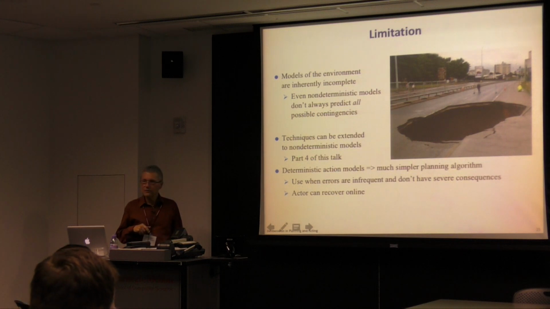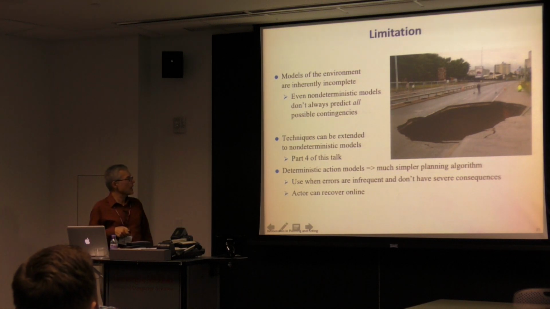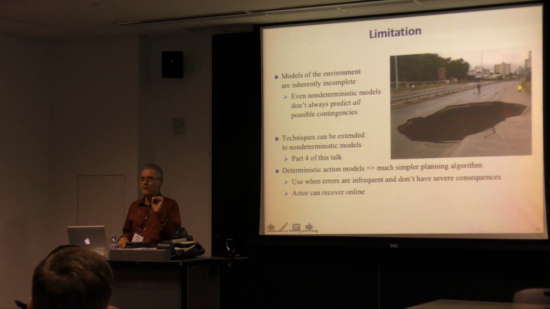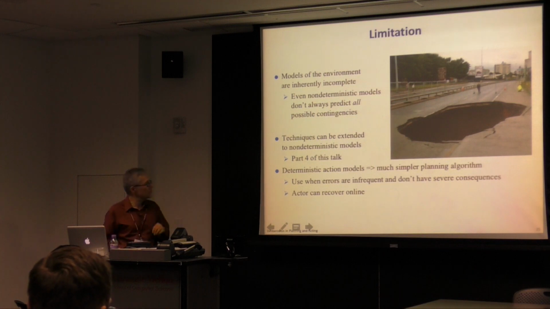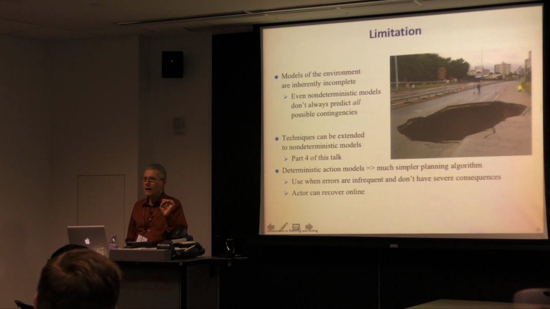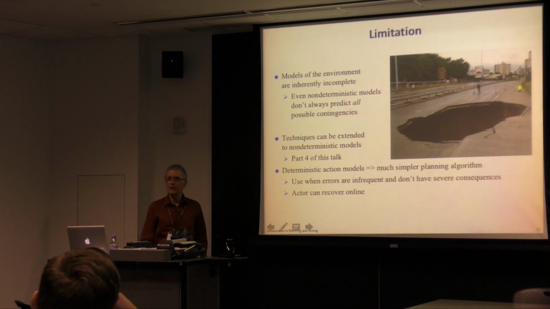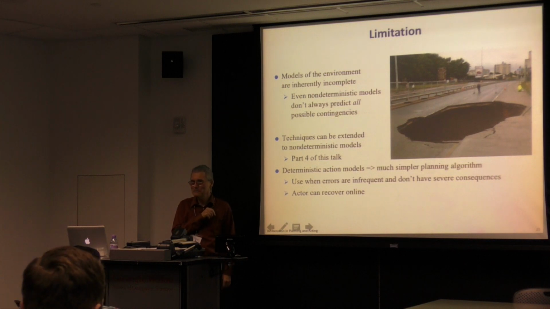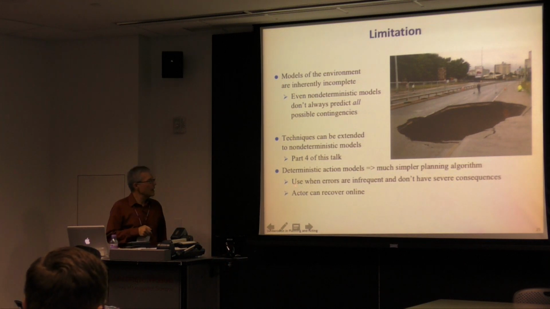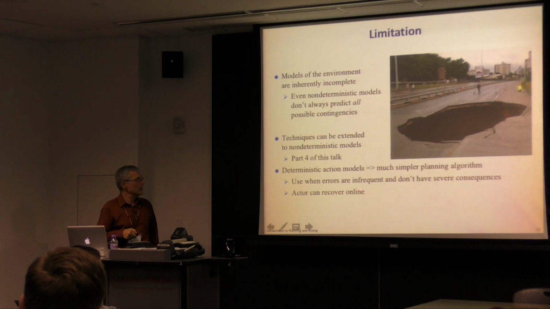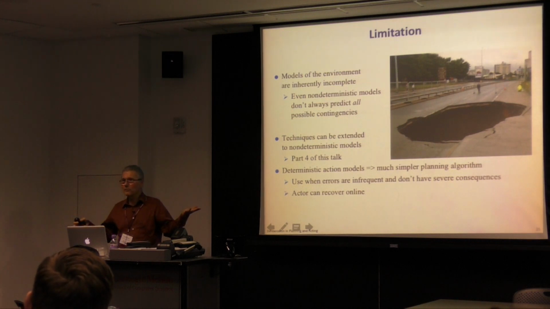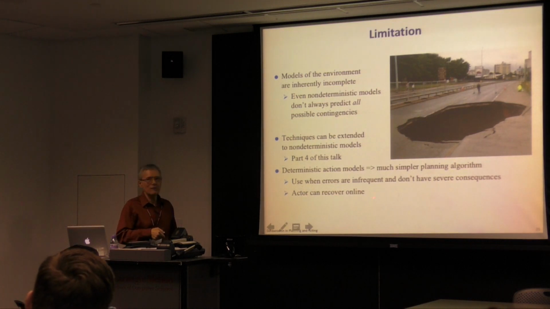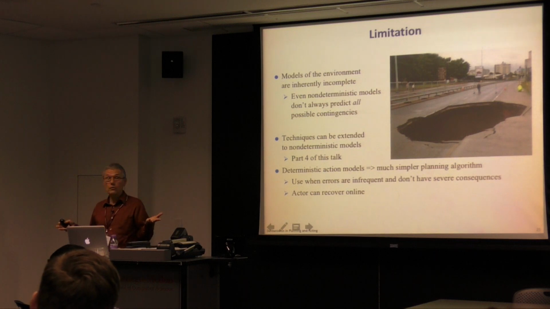If you use deterministic action models, you get a much simpler planning algorithm, and it's okay to use it even in domains that are non-deterministic, as long as those errors are infrequent, and as long as when they occur, they don't have severe consequences, like a car going into the hole. Okay? So if that's the case, then remember I talked about how we have to do the planning online. In that case, it would be feasible for the actor to recover online.